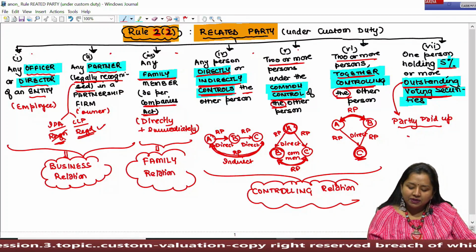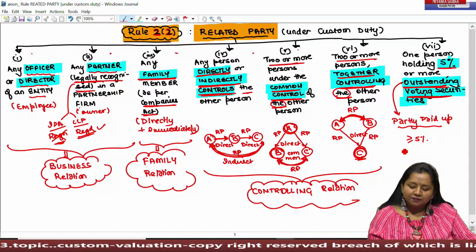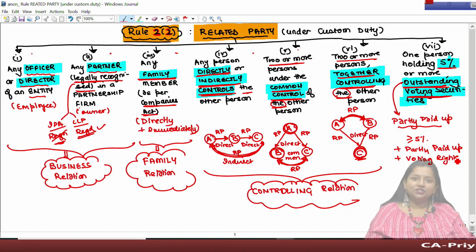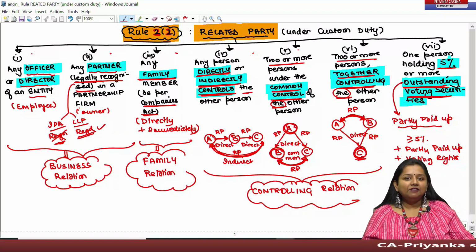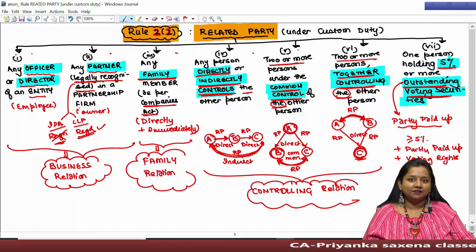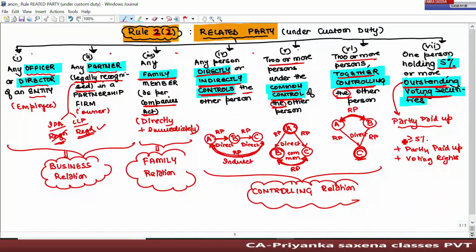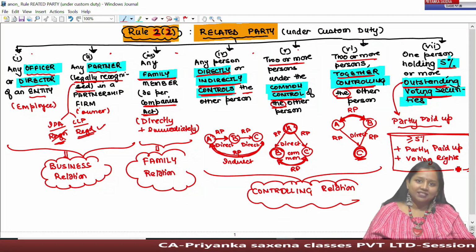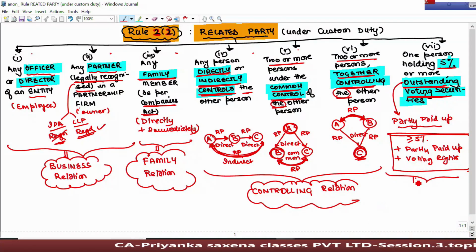So it says where the person is having more than or equal to 5% of partly paid up those securities which are having voting rights therein. That is generally the equity shares, and in some cases even preference shares could have voting rights, where for a certain period they don't get their fixed dividend. So if all these three conditions are satisfied, then such shareholders shall also be treated as related party. That means the fourth relation is because of shareholding relation.